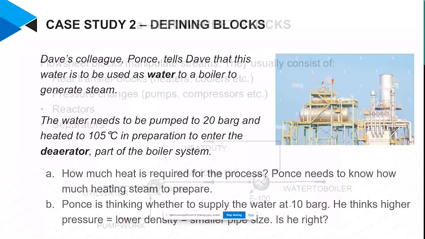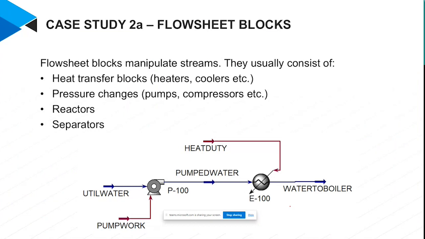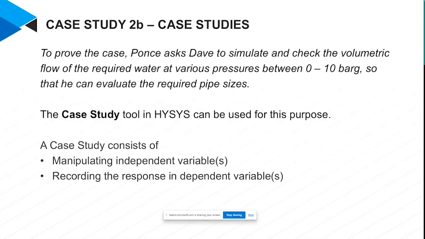That, sorry, this is the flow sheet blocks, which we already covered. And that is what we are going to do next. To prove the case, Bond asks Davy to simulate and check the volumetric flow of the required water at various pressures between 0 to 10 bar G, so that he can evaluate the required flux sizes.